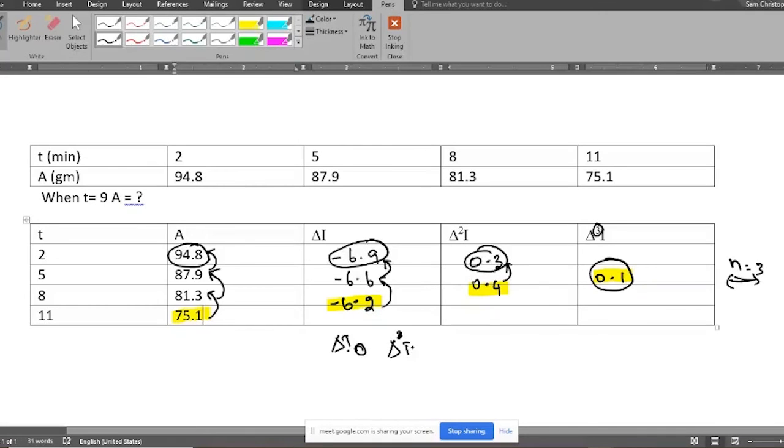del I3. del I3 is nothing but minus 6.2. Similarly del square I3 is 0.4. del cube I3 is 0.1. I think you understand. Okay.